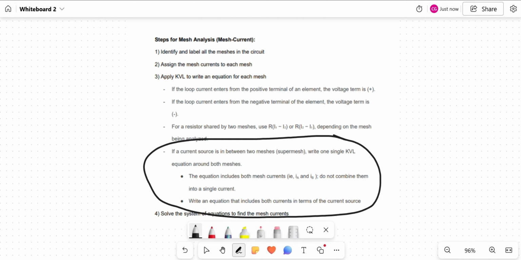And it says if a current source is in between two meshes, which is a supermesh, and I'll explain that in a little bit, we write one single KVL equation around both meshes. This basically means that if the currents in both meshes are I and IB, we do not combine them into a single current, and we write them as one entire equation. And the next step is to write an equation that includes both currents, I and IB, in terms of the current source. And we'll do that right now.